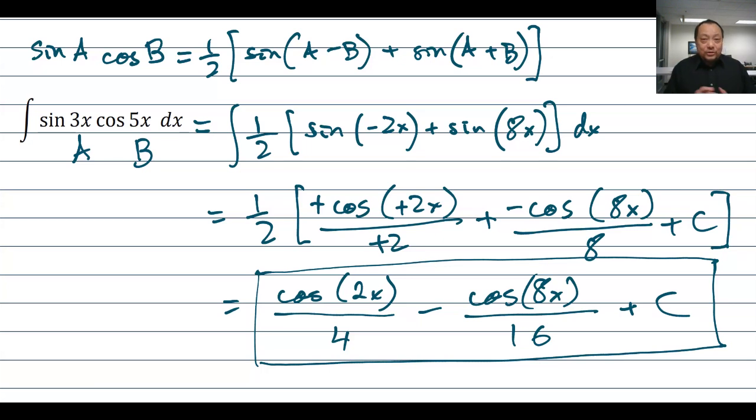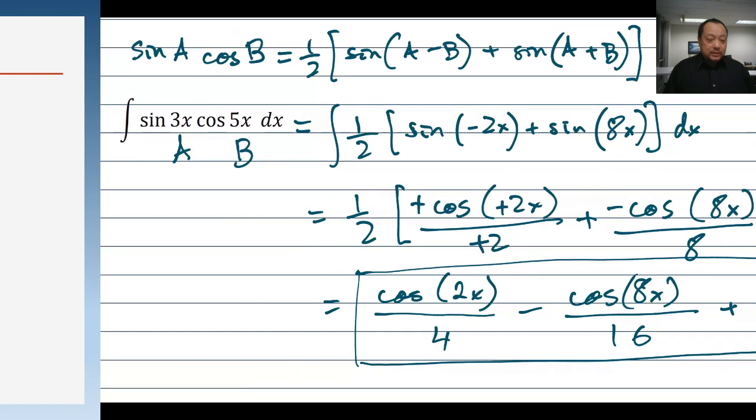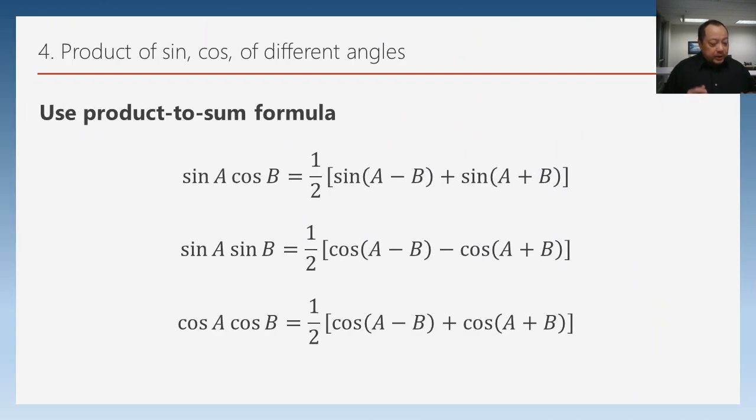And that's the final answer to this question. So the summary for part 4 is, if you have a product of sine, cosine of different angles, use the product to sum formula to separate them out into sums. And once you have that as a sum, then it's easy. Integral of a sum is just like integral of one thing at a time.